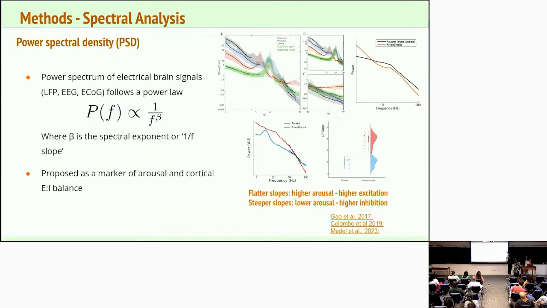Here we can see that Gao proposed that when you have awake states, you have a flatter slope, meaning more arousal or higher excitation. And when you have steeper slopes, you have lower arousal and higher inhibition. It's the same for a dataset of propofol: you can see the same effect, where it has a steeper slope and the baseline has a flatter slope. This also happens with rat data. So that is what we want to replicate in this characterization of this dataset.